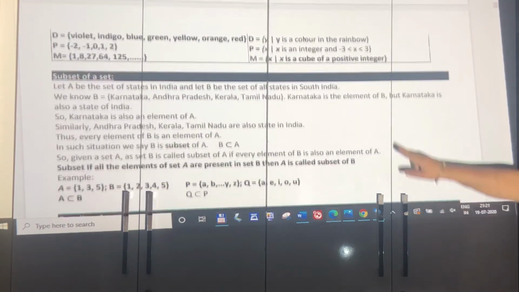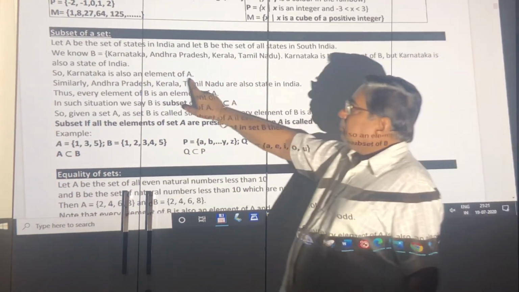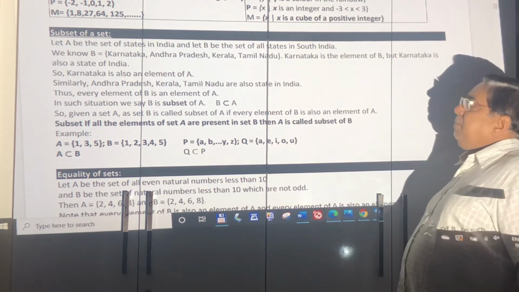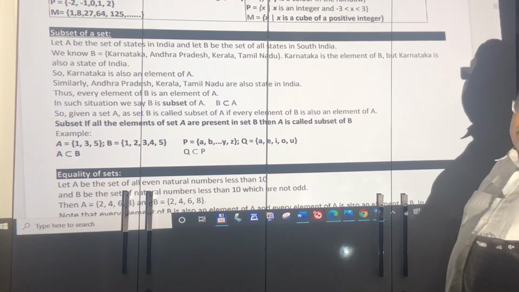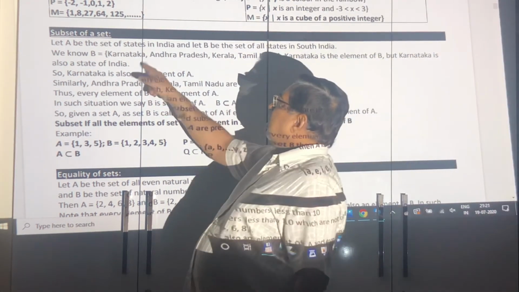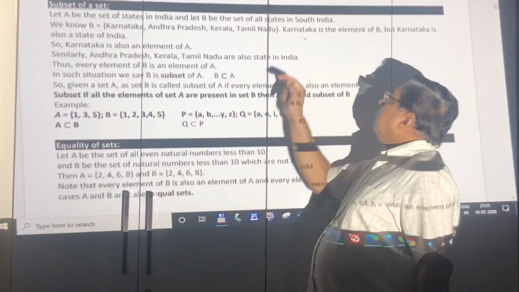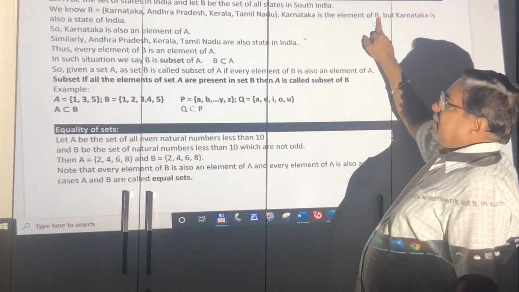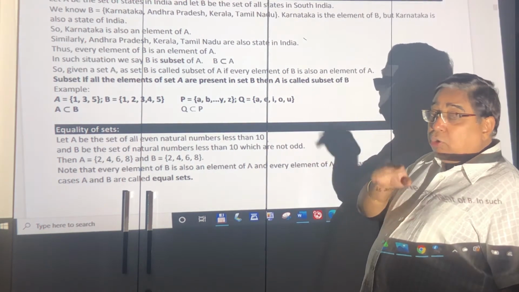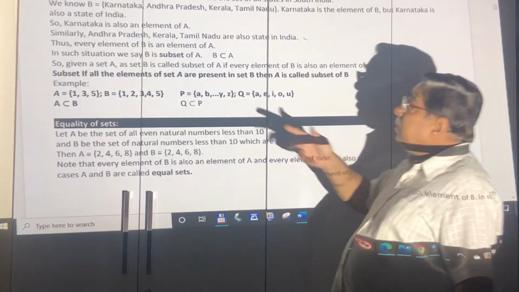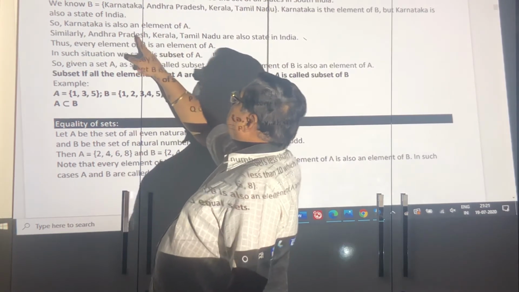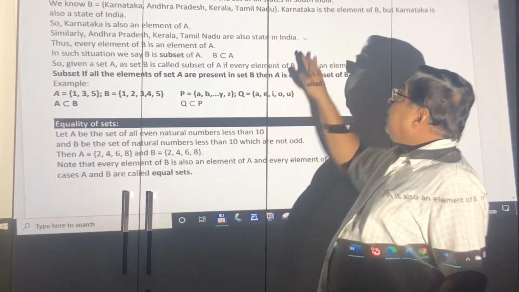Okay, let's come to subset. Let A be the set of states in India and B be the set of all states in South India. Now, South India is Karnataka, Andhra Pradesh, Kerala, Tamil Nadu. Karnataka is an element of set B, but Karnataka also is a state of India. It's not only in South India, it's also in India. So, Karnataka is also an element of A. Take Andhra Pradesh, Kerala, Tamil Nadu, they are also Indian states.